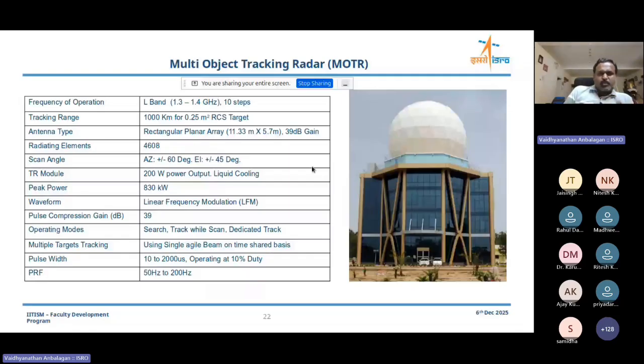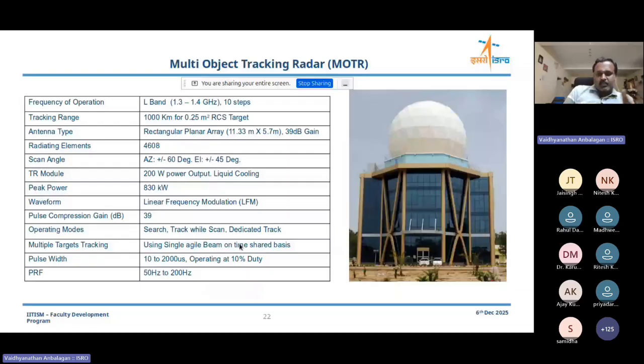And as I was telling you, linear LFM based pulse compression is being done, where a compression ratio of 8,000 is being achieved. A 39 dB pulse compression gain is achieved, which is very important to track a long range target in a skin mode. So this radar is capable of operating in search, track while scan, and dedicated track. The principle behind tracking multiple targets is that only one single agile beam is used to track multiple targets on a time shared basis.